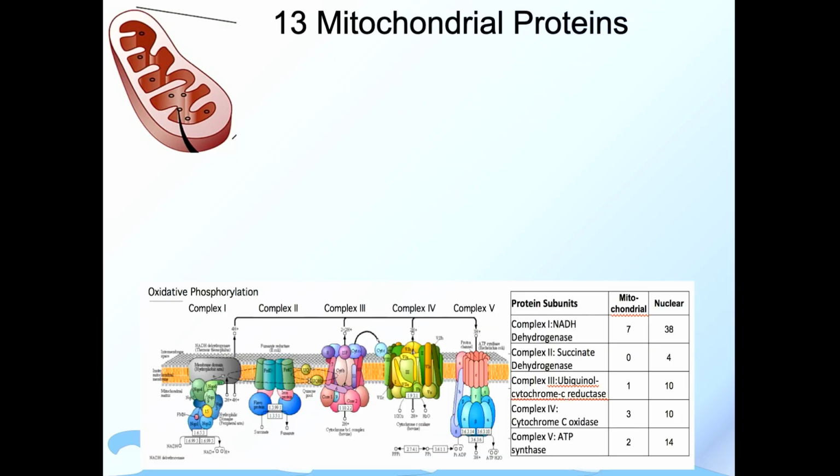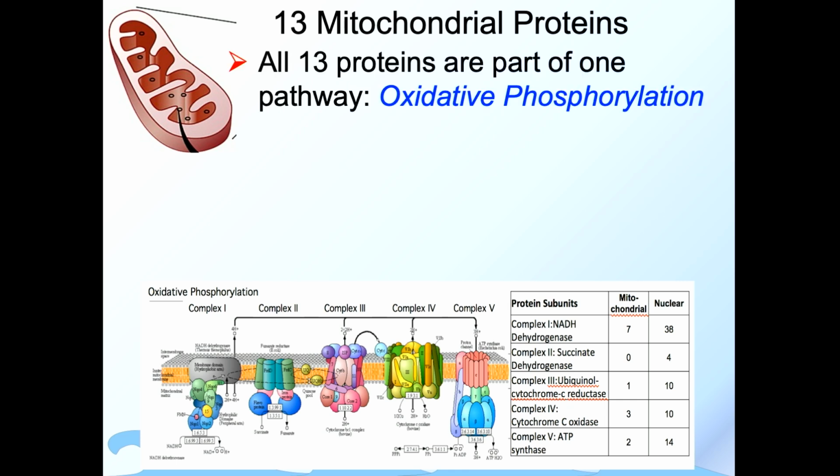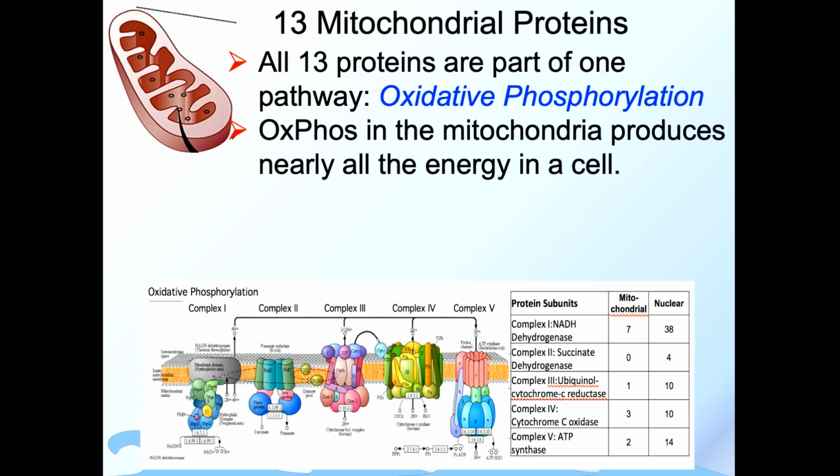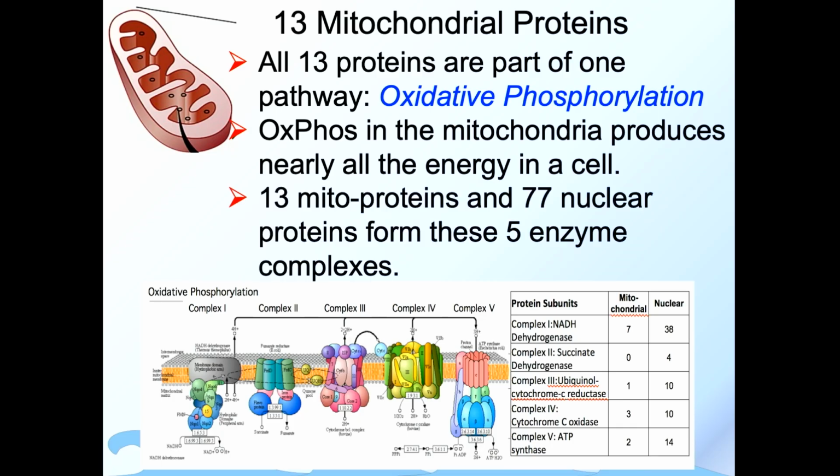The 13 mitochondrial proteins have a really important job because it's those 13 proteins that form the oxidative phosphorylation pathway. You go like, what? The oxidative phosphorylation pathway is responsible for reducing oxygen to water and creating almost all the ATP for your cells. It is the reason why we move about. Oxidative phosphorylation in the mitochondria produces all the energy in the cells, and all 13 mitochondrial proteins are a part of that pathway.